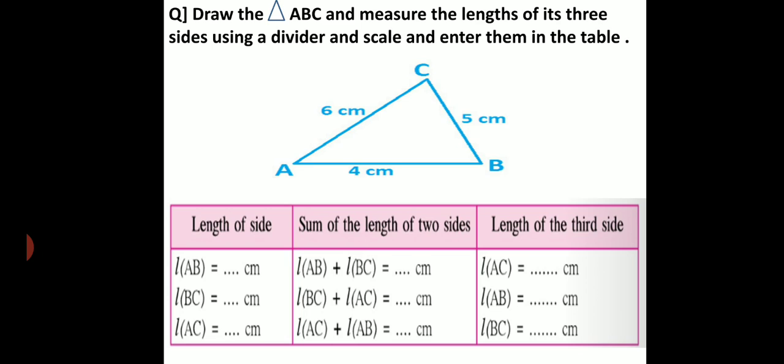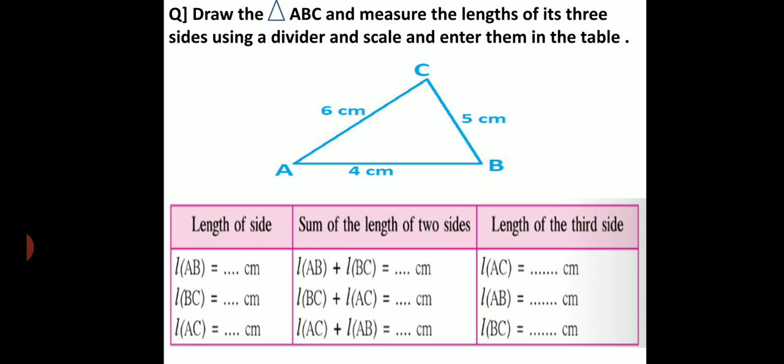Then in the second column, you need to complete the sum of the lengths of the two sides. Sum of the length means when you add any two sides, the final value you get, that number you have to enter over here. And in the third column, you enter the length of the third side. Out of the three sides, you have taken a combination of any two sides, so what is the measurement of the remaining third side? That you are going to enter here in the third column.